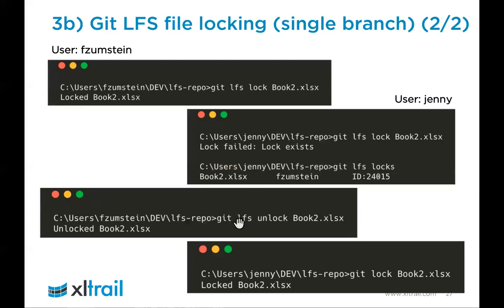Anyhow, once I'm done with my changes, I issue a git LFS unlock command here. It's unlocked again, and I can message Jenny that she can now acquire the lock. So this is how Git LFS locking works. I guess it depends a little bit on your personal circumstances. It may be easier to just use an informal locking through a chat. Maybe Git LFS locking helps in your case. It depends a little bit on the platform you're using. So it's definitely worth looking into both of these approaches.